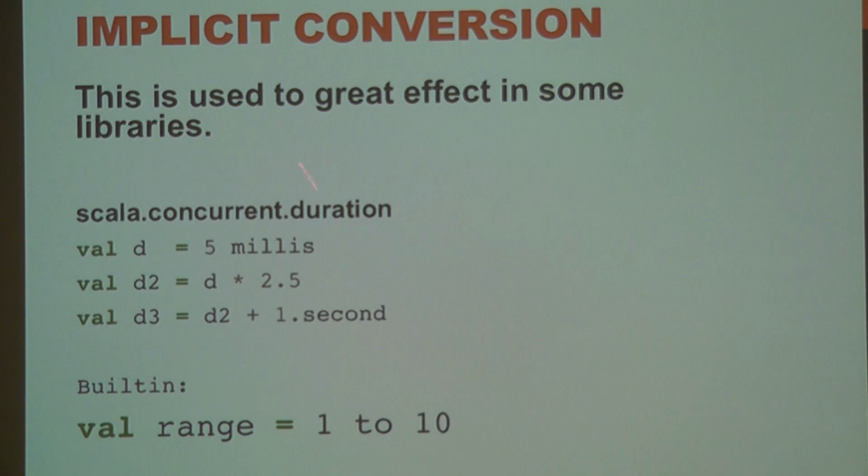So in the Scala duration library, we can talk about time really naturally, like 5 milliseconds. We can multiply time durations by integers or add times together. And it's very obvious what we're talking about here. And additionally, we can define ranges really easily just by saying things like 1 to 10, giving us a range from 1 to 10.